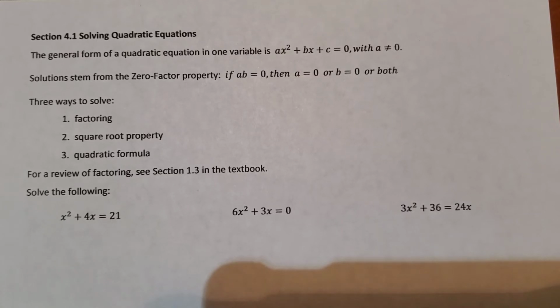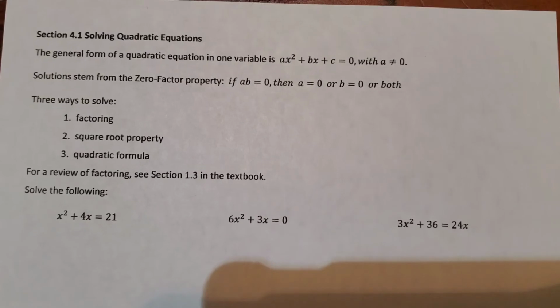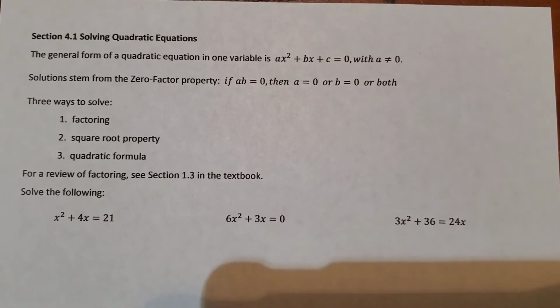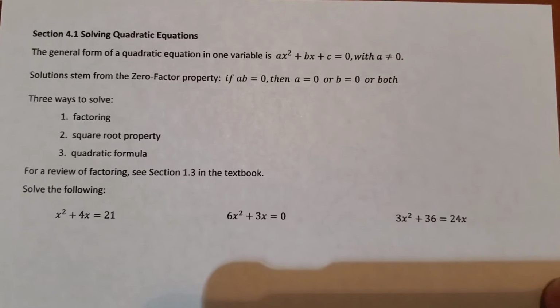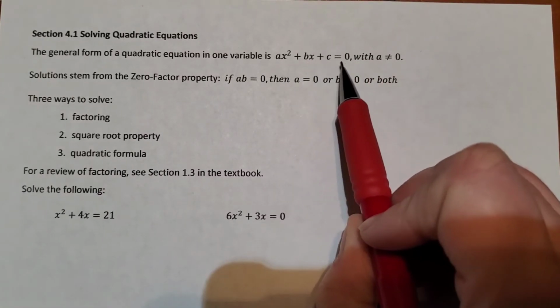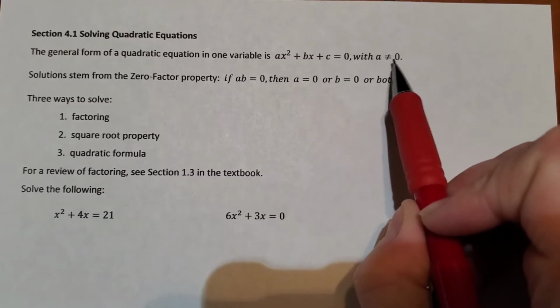Okay, so in this video, we are going to be looking at section 4.1. Section 4.1 is solving quadratic equations. So remember, the general form of a quadratic equation in one variable looks like ax squared plus bx plus c equals 0 with a not equal to 0.